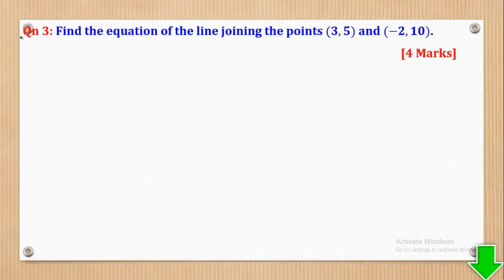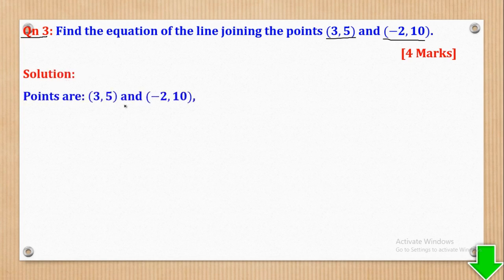That was question 2. Now we shall go to question 3. Question 3 says, find the equation of the line joining the points (3, 5) and (-2, 10). So the points are those ones.